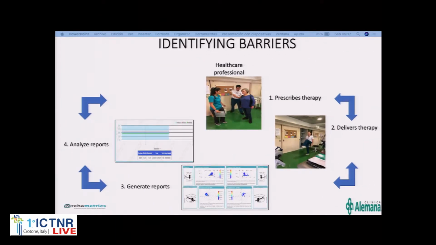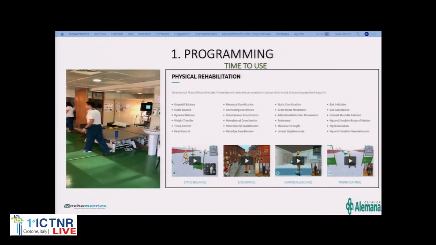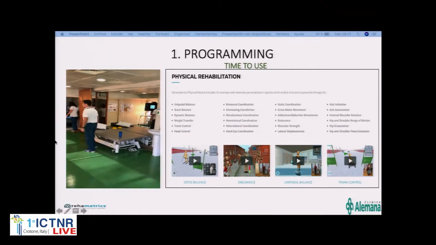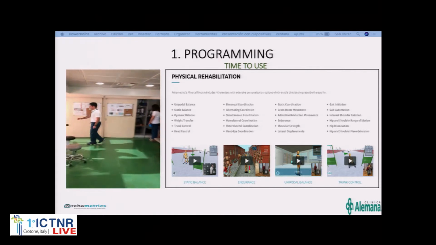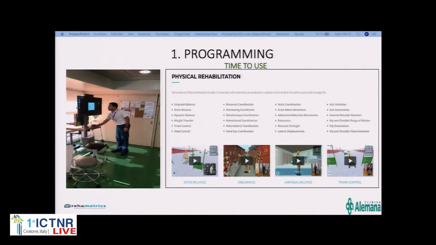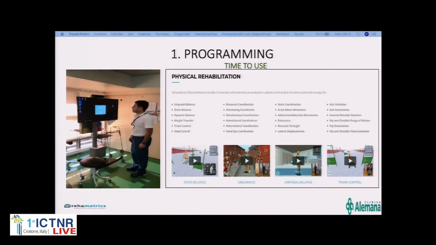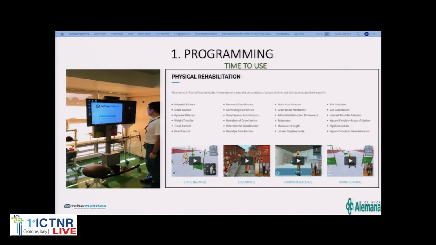We started using the software in the clinic. This allowed us to recognize barriers and facilitators, and we focused on learning the exercises in detail, programming, and creating the protocol of rehabilitation. In this video, we can see the time used for programming a routine of therapy. That was one of the first barriers, time to use.